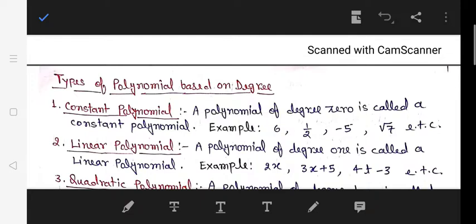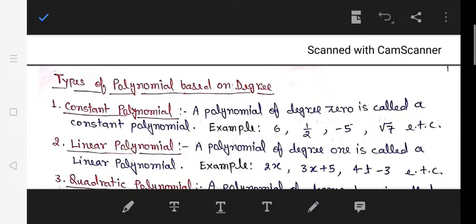Now here I am going to explain the types of polynomial based on the degree. On the basis of degree, the polynomials are categorized into certain parts. I am going to explain each and every one. First one, constant polynomial. A polynomial of degree 0 is called a constant polynomial. Each and every constant number is a polynomial of degree 0. Here I have taken certain numbers, 6, 1 by 2. Any real number is a polynomial of degree 0. So that's why it is called the constant polynomial.